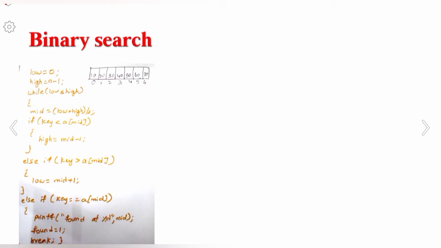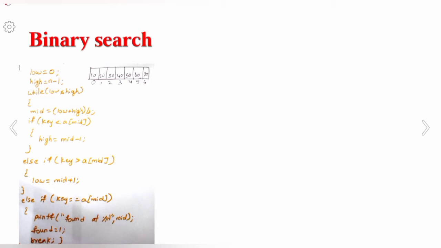The element to be searched in the given array is called the key element. Here is the algorithm. Low is 0, the starting of the array, and high equals n minus 1. We are taking the array length as 7, so high equals 7 minus 1, that is 6. So 0 to 6 is the array range.